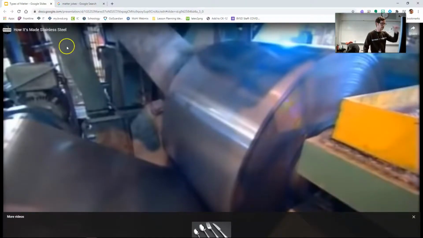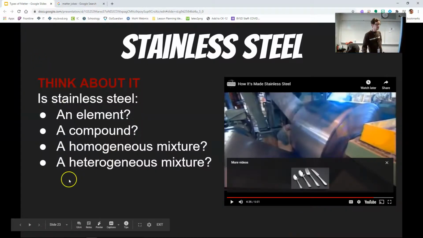Alright, so that's the basics of how stainless steel is made, which looks really awesome and makes me kind of want to go to a stainless steel plant. But the question was, is it an element, a compound, a homogeneous mixture, or a heterogeneous mixture? What do you think? Let's see.